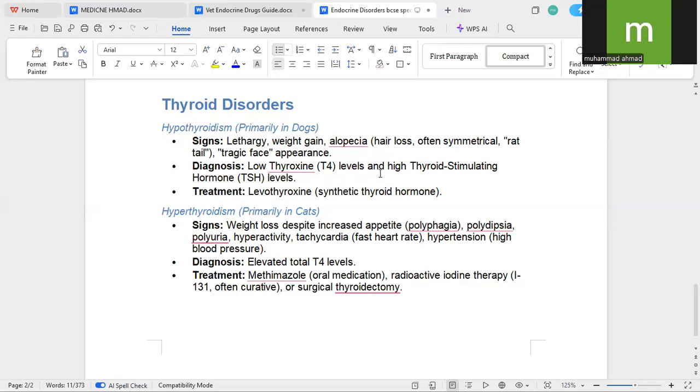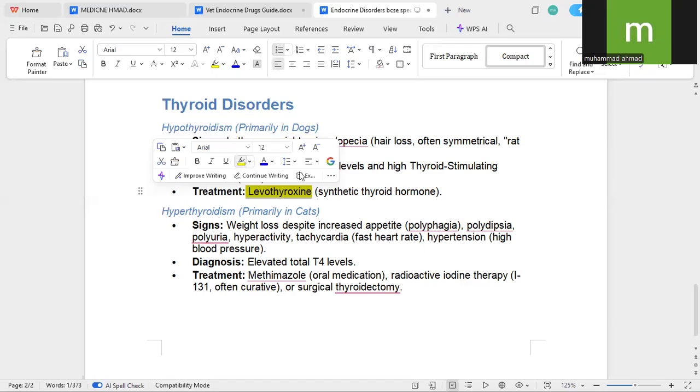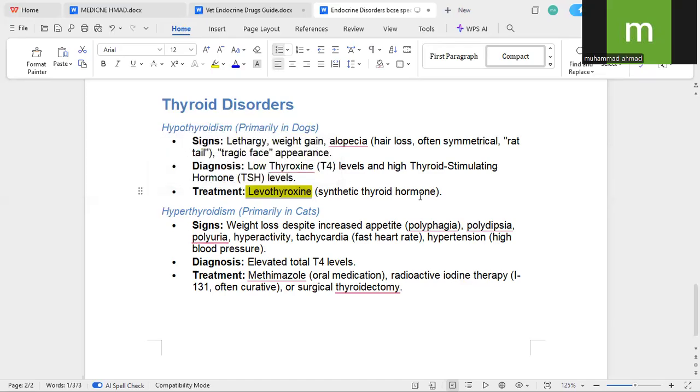T4, low thyroxine levels and high thyroid stimulating hormone levels. For treatment, this drug is important. You have to remember levothyroxine. This is a synthetic thyroid hormone. So lethargy, weight gain, mental dullness, cold intolerance. These are the signs of hypothyroidism. There may be bilateral alopecia. This is also important. There is a bilateral symmetrical alopecia, rat tail, and tragic face and facial puffiness. Treatment is levothyroxine.